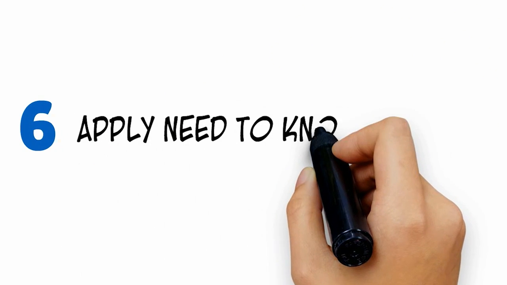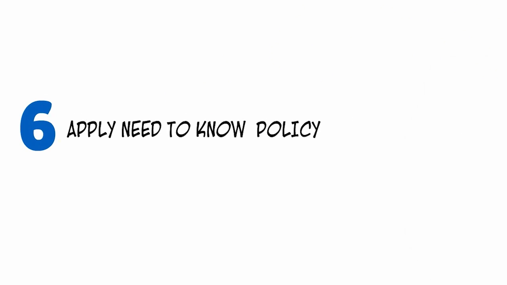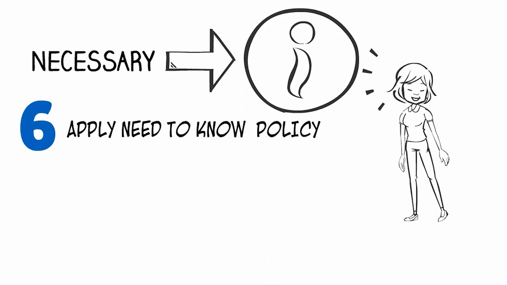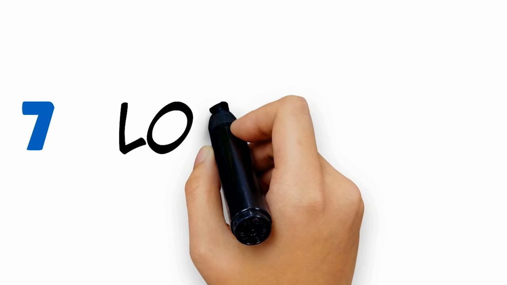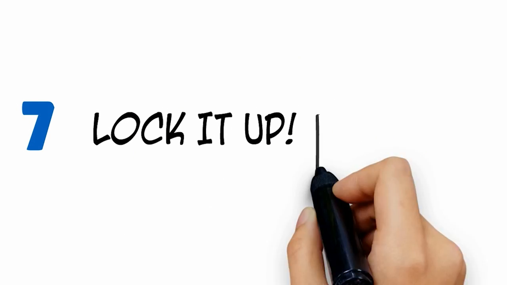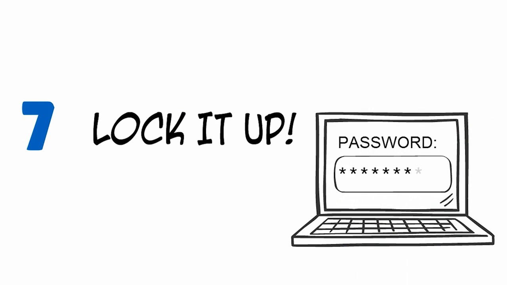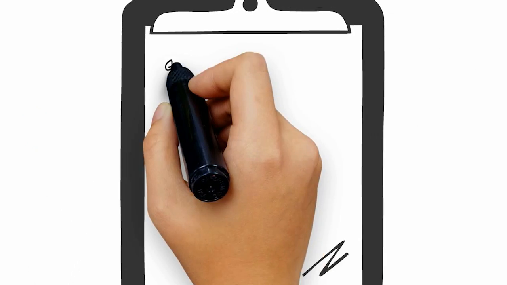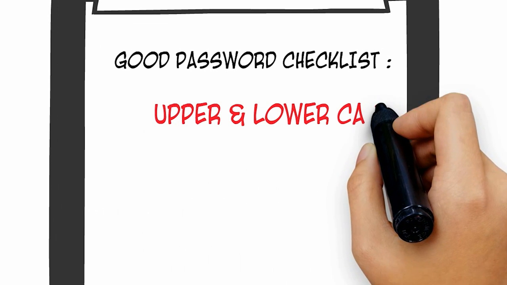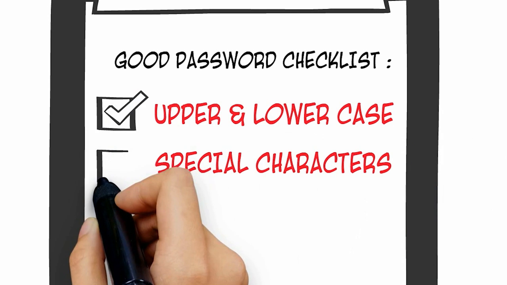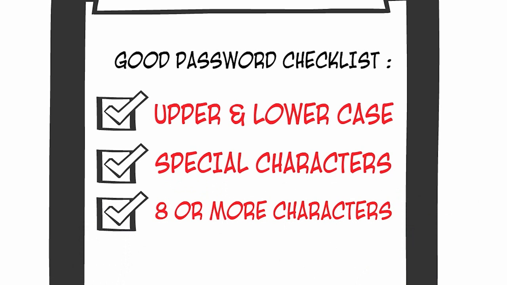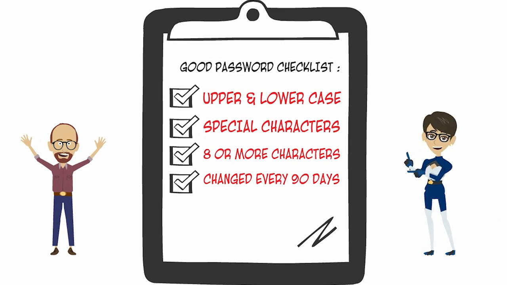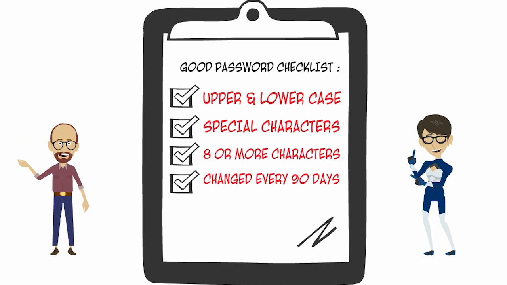Number 6. Apply the need to know policy. You should only have access to the information required to complete your job tasks. And lastly, number 7, lock it up. Use strong passwords and never use the same one twice. A good password should consist of a combination of upper and lowercase letters, numbers and special characters, at least 8 characters long, and changed every 90 days. Remember your IT guy and gal? Contact them immediately if you think your password has been compromised.